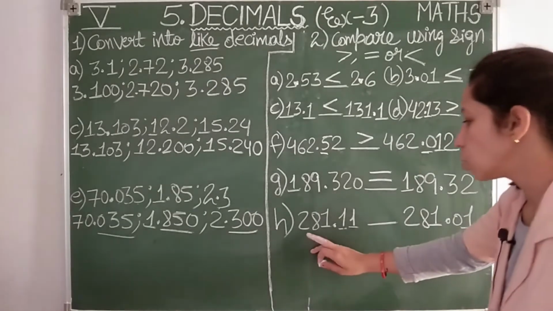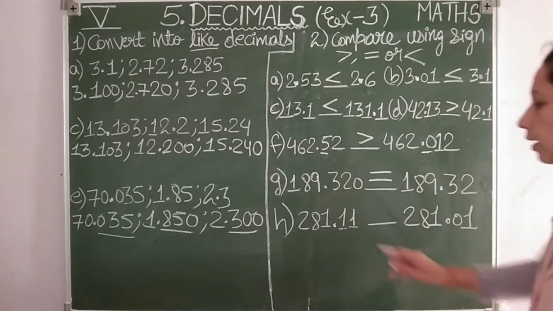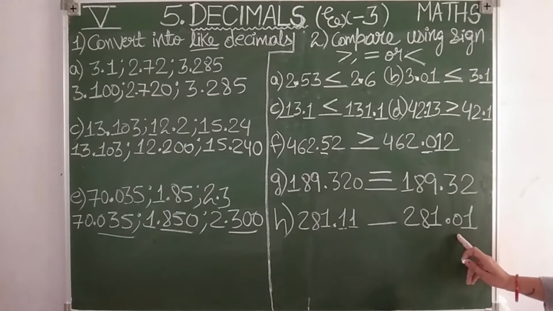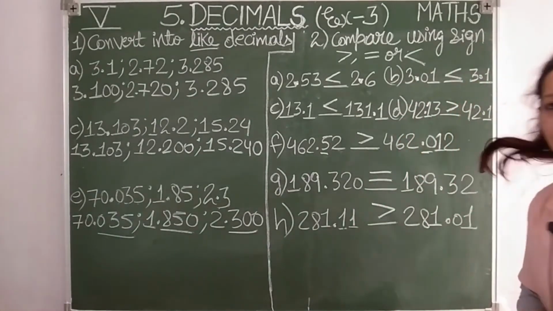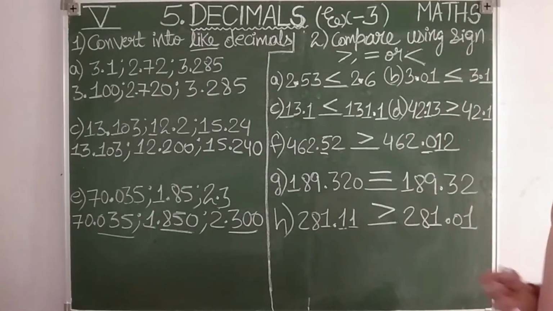Okay. Again last one, 281, 281. Here the tenths place is 1, here the tenths place is 0. So surely this one will be greater, students. Clear? I hope the points are clear to you.